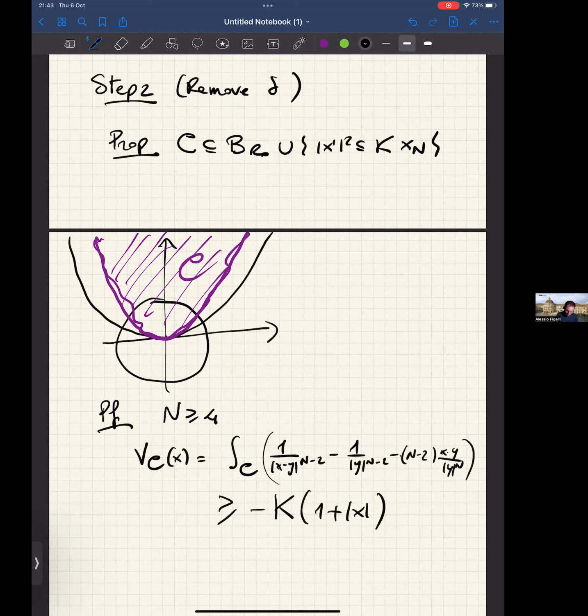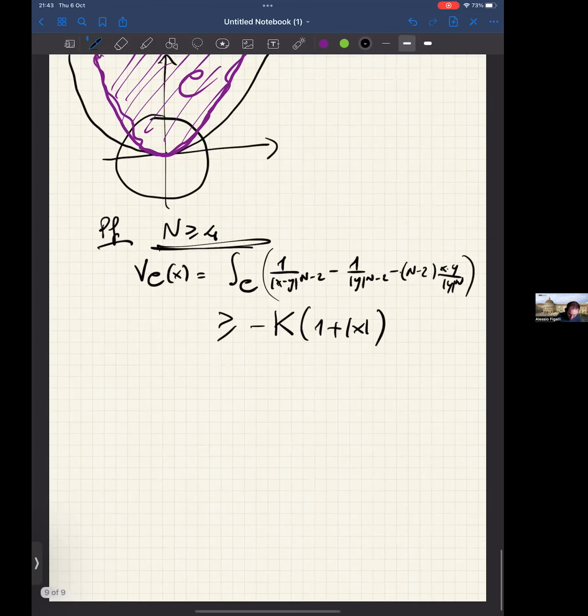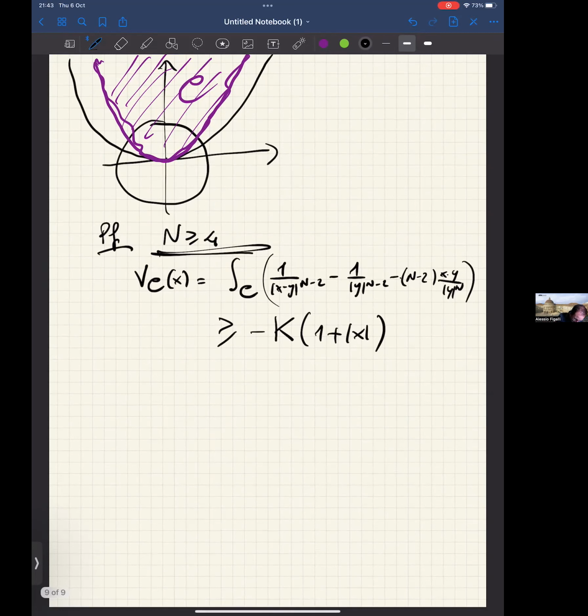Okay. But this is true if n is greater or equal than 4. You do the computation, and if n is greater or equal than 4, you prove that the negative part of this integral cannot grow more than linear. And then you are done because you say, well, take x in the contact set. Then you know that 0 is equal to u of x because u vanishes on the contact set, but u is VC of x plus the polynomial p of x prime.